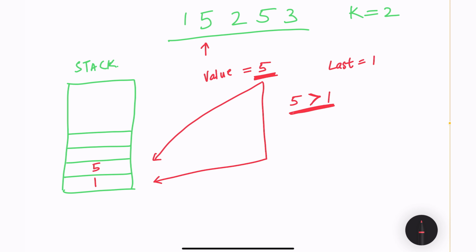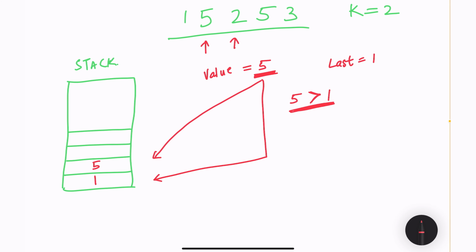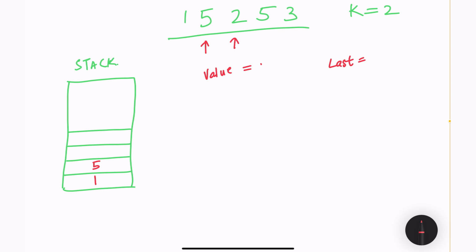So I will have another value in the stack and increment my pointer. So now I am pointing at 2. So my current value is 2. The last value is now 5. Comparing 2 against 5, 2 is less than 5. It means the last value that was added was greater than the current value.